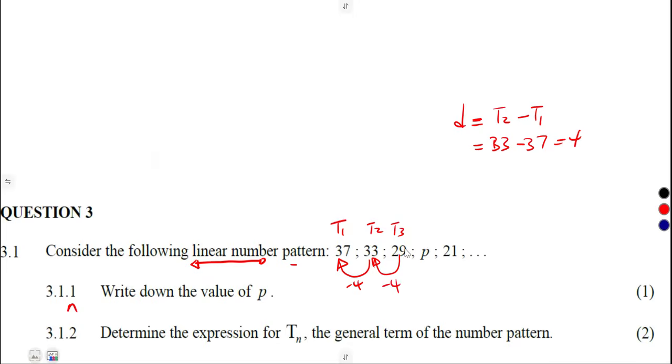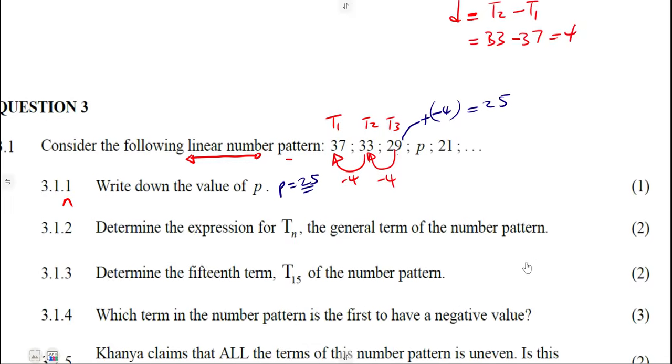Negative 4 in between. So to get the value of P, we're simply going to add the minus 4 onto 29. So it's 29 plus minus 4, which is going to give us the P, which is 29 minus 4, which is 25. So actually P is equal to 25. There's a difference of minus 4, minus 4, minus 4, like that. Okay, so it was just a direct question, this one.